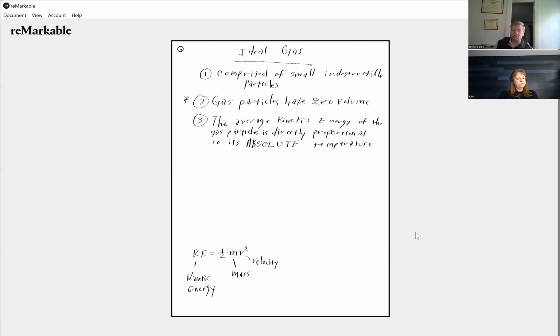Directly proportional. There are two kinds of proportionalities. Directly proportional means as one goes up, the other goes up. Inverse proportionality means as one goes up, the other goes down. All right? So, as you raise the temperature of something, its kinetic energy goes up. It's directly proportional. One goes up, the other goes up. If you add water to a bucket, its mass, its weight goes up. Direct proportionality.